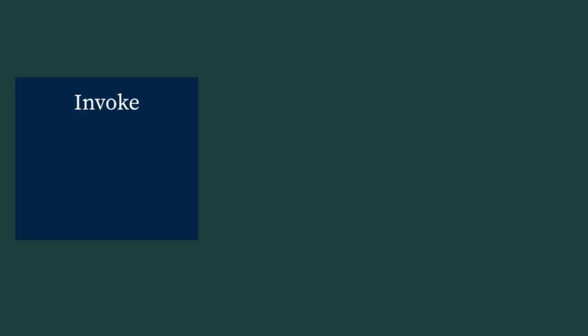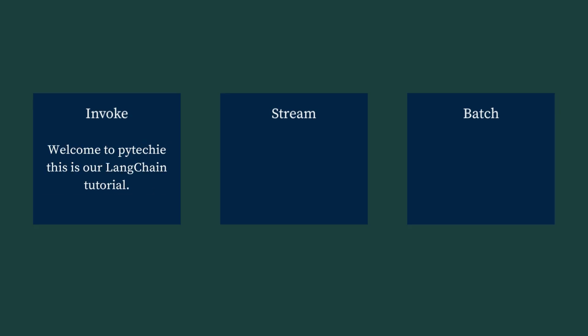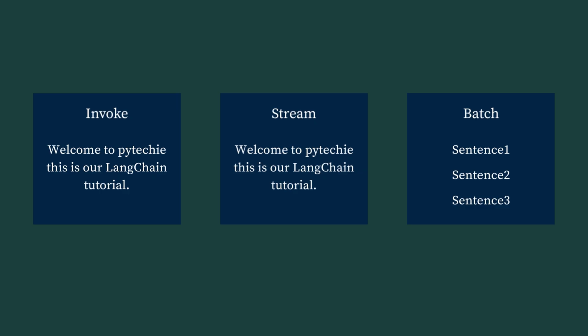There are three core ways to interact with a model: invoke, stream, and batch. In invoke, we send an input message and receive a complete response. In stream, we get the response in real time, chunk by chunk. So it's great for chat applications. Batch is where we send multiple requests at once for more efficient processing.